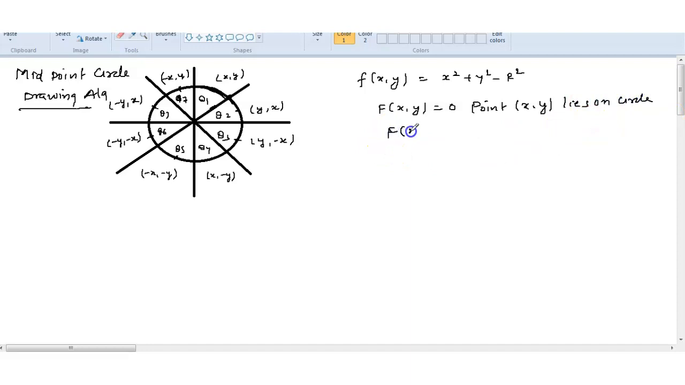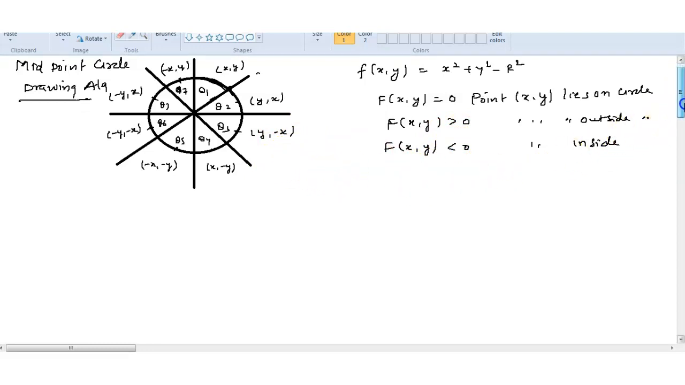And if f of x y comes greater than 0, it means the point x y lies outside of the circle. Outside means somewhere here. And if f of x y is less than 0, then we can say that this is inside of the circle. So we are talking about the first quadrant here.